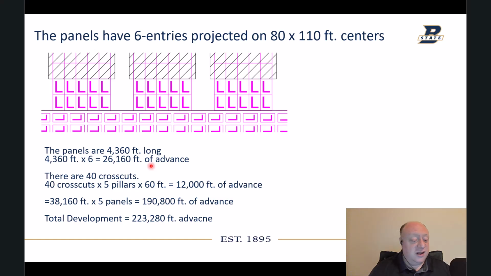So that's a total of 38,160 feet of advance, multiplied by 5 panels gives us a total of 190,800 feet of advance. Adding in the mains, we get the total development of 223,280 feet of advance. Advance is spelled wrong. That's all right. Doesn't matter.